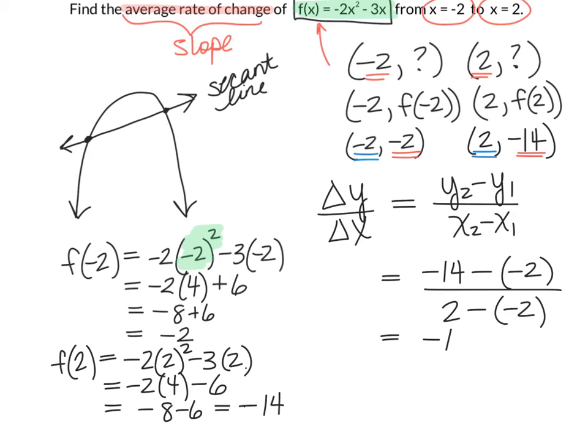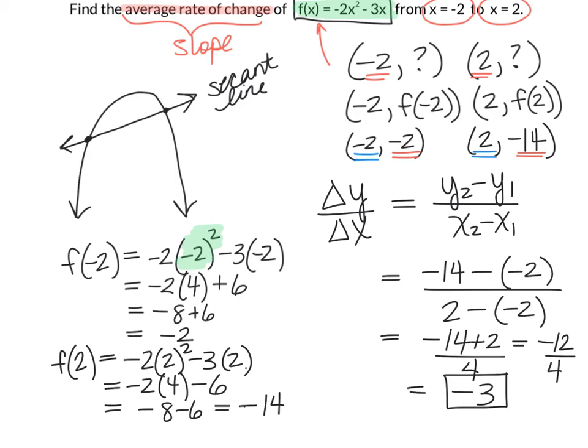So that turns into negative 14 plus 2 divided by 2 minus negative 2 is positive 4, which is really negative 12 divided by positive 4, which gives us negative 3 for our average rate of change, which is our slope.